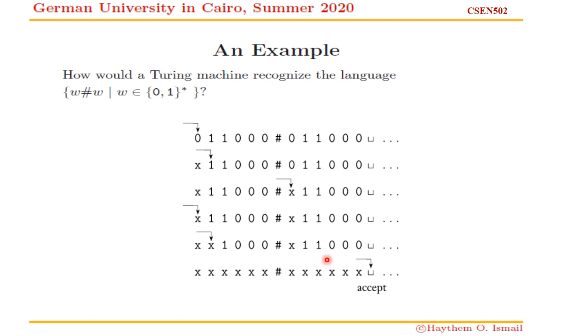So the head will move all the way across the hash, across all the X's, and check the next symbol. If it's a 0 or a 1, that means that this string is longer than the first one, so you reject. But because it's the blank, you know that's it. These two strings indeed passed the test. They were identical, the two strings across the hash. And then the Turing machine will enter the accept state and accept.